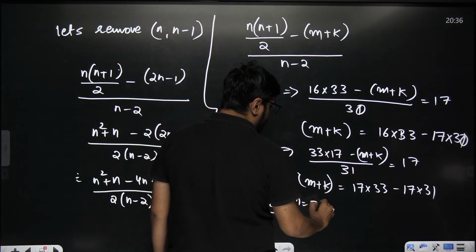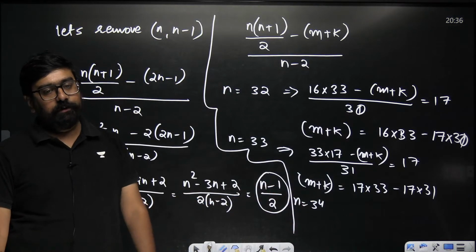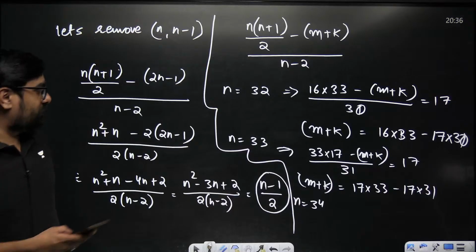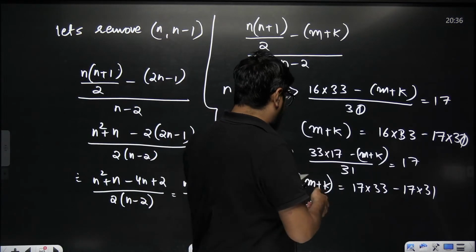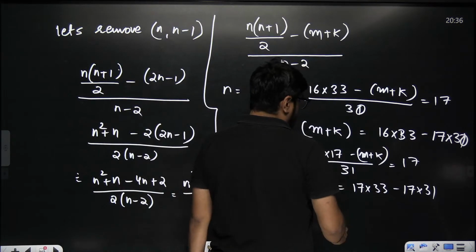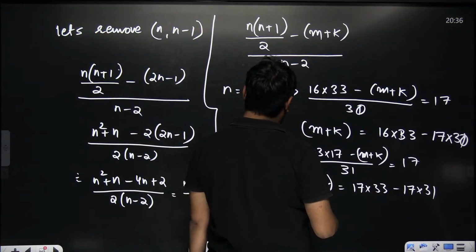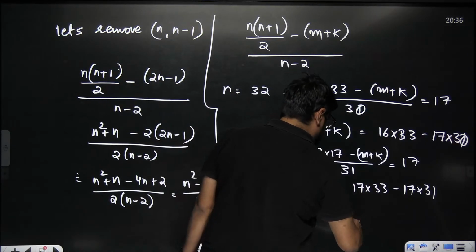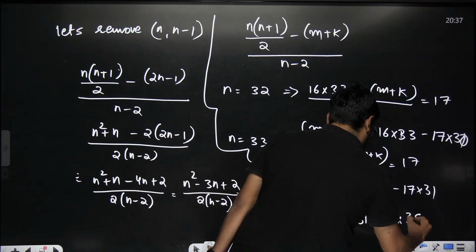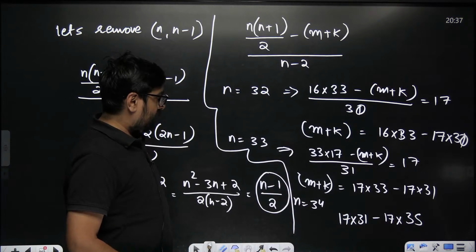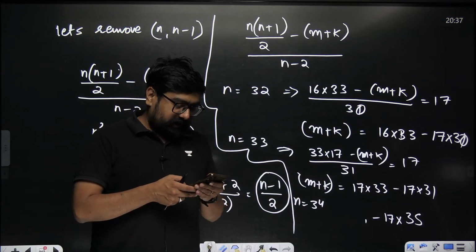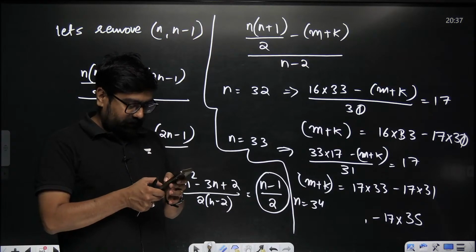In the third case, n is equal to 34. For n equal to 34 also you can check the value of m plus k. One maximum you will get. I think at 34 you should get it. I'll calculate it quickly. For n equal to 34 you will get 34 into 35 by 2, that means 17 into 35, minus 31... so we'll have 17 into 35 minus 17 into 31 you are going to get. Let's check the answer.